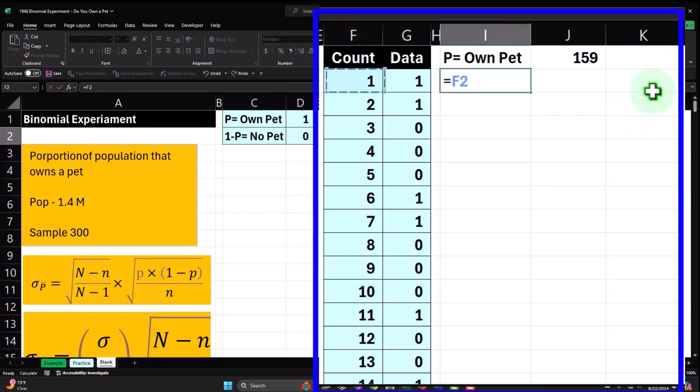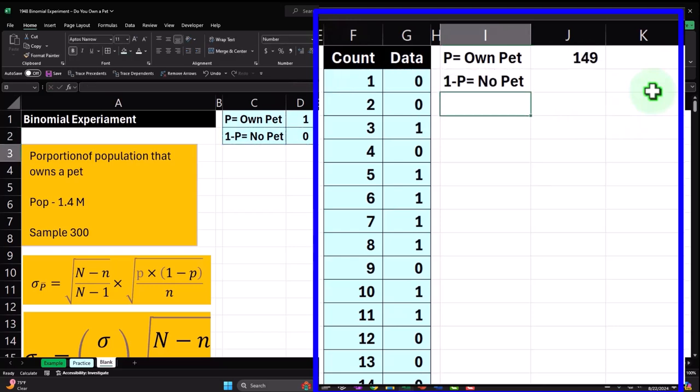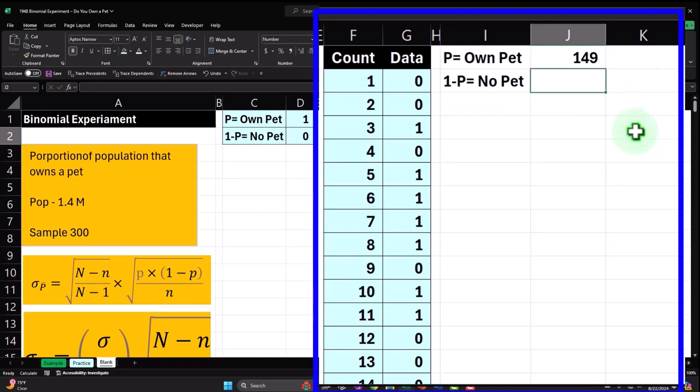And then one minus the P, these are the ones that say no, the ones that don't own the pet. Or obviously you can get that by saying it's going to be 300 minus the 149. Because you might have some people that say, I don't know. So I'm just going to mark it off as a no here. And we don't have any I don't knows because it's a binomial experiment. We don't have a category for I don't know. That's not a response on the survey.